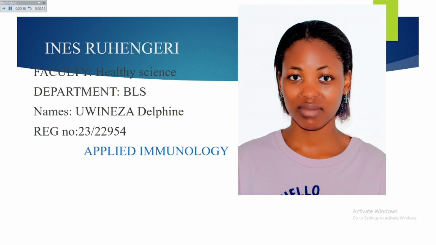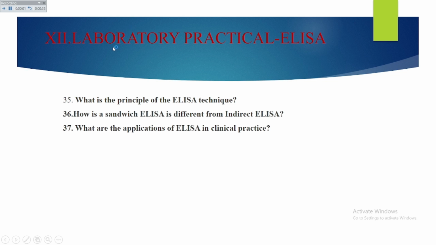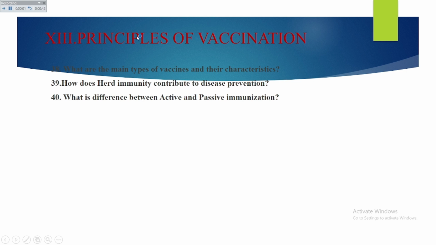So I'm here to tell you about Immunology II, which is applied immunology. If we know basic immunology, now we are going to deal with applied immunology. We are going to deal with two parts. The first one is the laboratory practical ELISA, and the second is the principle of vaccination.